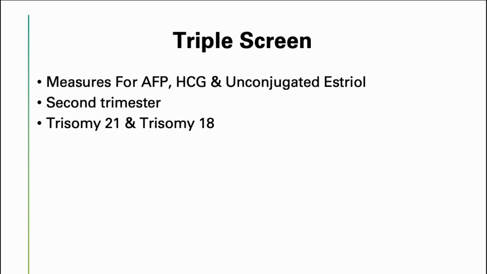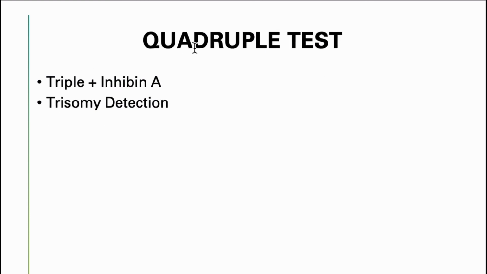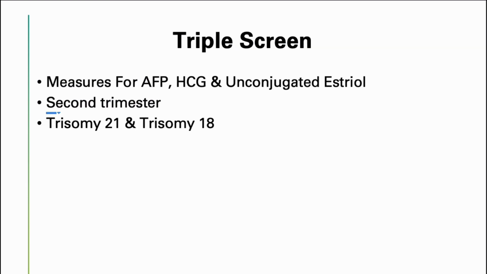Now, there's one more. The other test is this quadruple test, and this is where the inhibin comes in. This is dimeric inhibin A. So what is the quadruple test? It's a triple test plus the inhibin A estimation. Once you get this number, let me put it this way: this has over a 75% chance of correctly predicting Down syndrome, trisomy 21, whereas the triple screen has about a 60% success rate in determining trisomy 21.